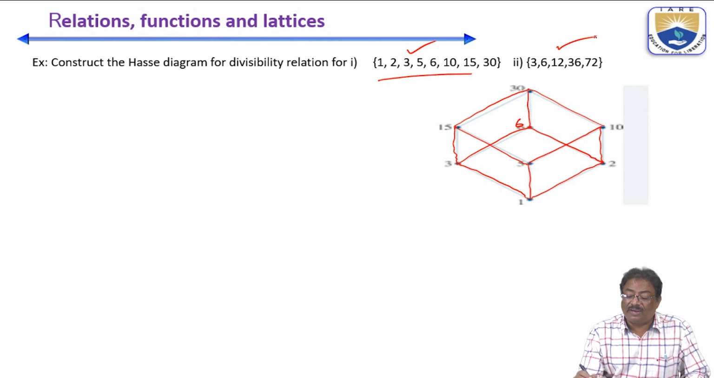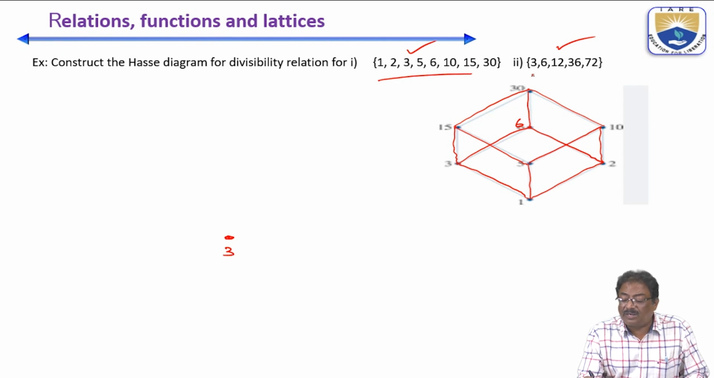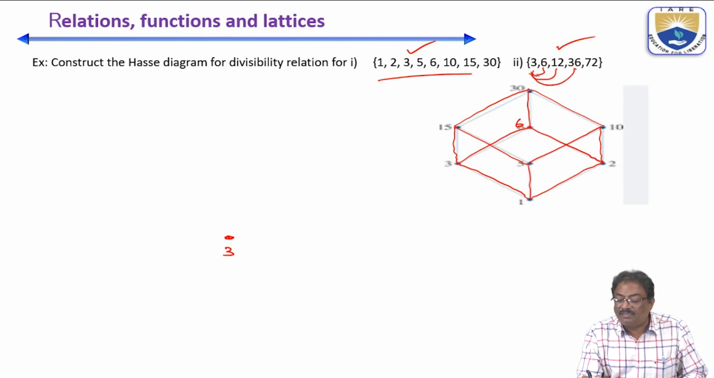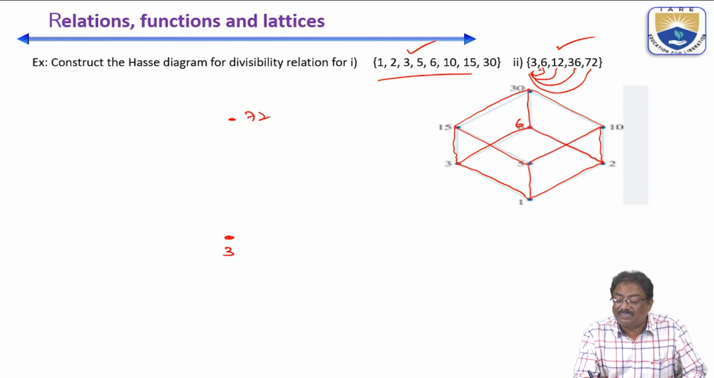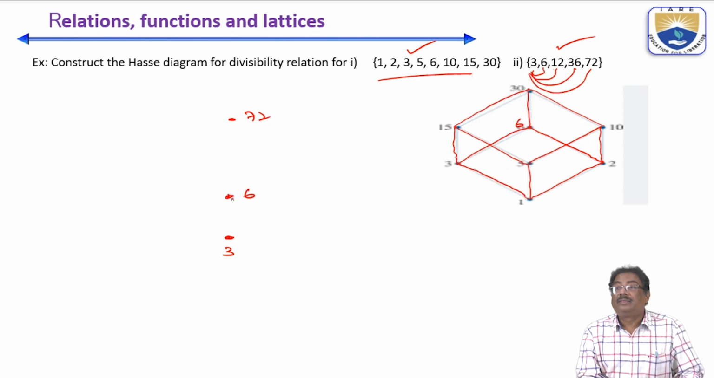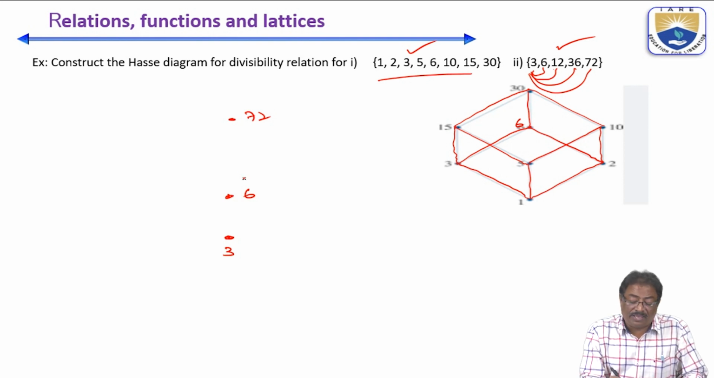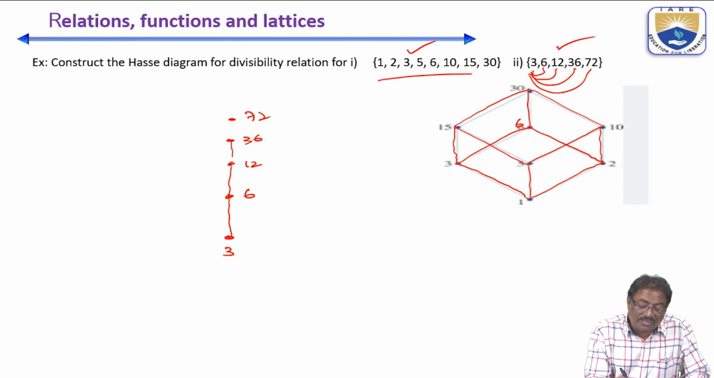And similarly for the second one, while we are considering the Hasse diagram, here 3 is related to 6, 12, 36 and 72. So it should be written at the bottom, and next 72 is related to itself, whereas 6 divides 12 as well as 36. So I am going to write 6 here, and next 12 will be there. 12 is going to be divisible by itself, and 12 divides 36, and 36 also divides 72.